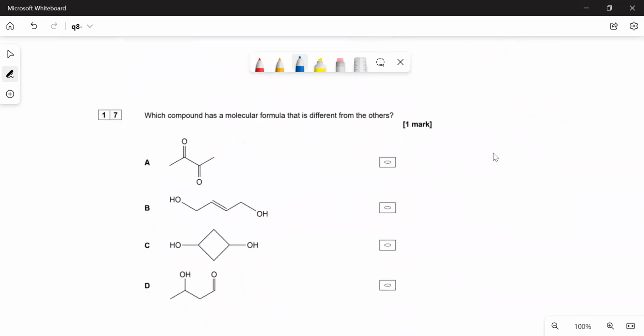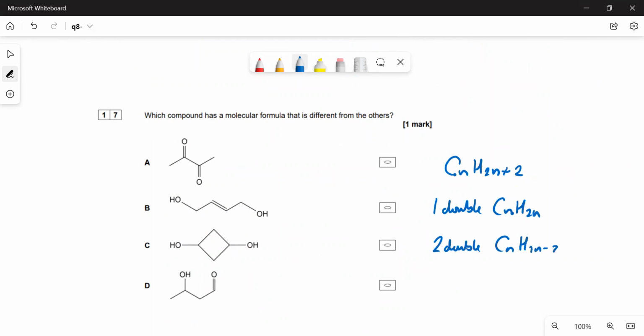17. Which compound has a different molecular formula? It's different from the others. Well, they've all got 4 carbons, so we rule that out. Now, what I would do is look at the number of double bonds, because if there's no double bonds, the carbon to hydrogen ratio is going to be like that. If there's 1 double bond or one cyclic, because that reduces the number of hydrogens, then you're going to get CnH2n. If there's 2 double bonds, you're going to end up with a formula of CnH2n-2. Now, you can see that A is going to be like that because this has got 2 double bonds, and that's going to be different to all the other ones.